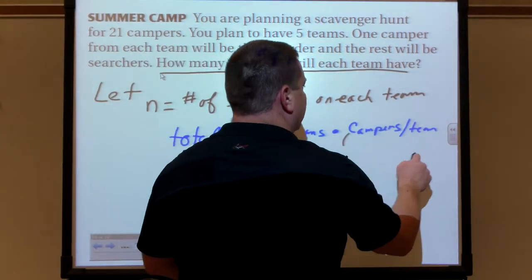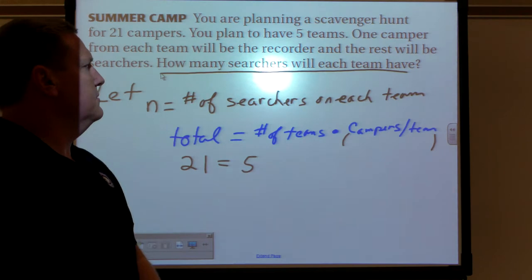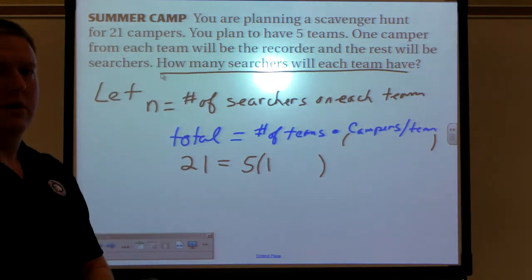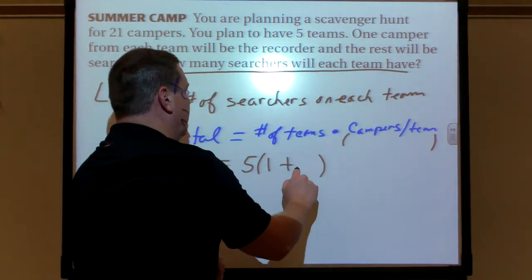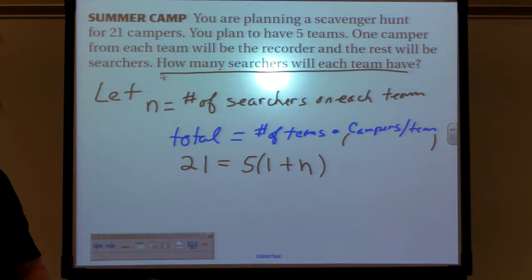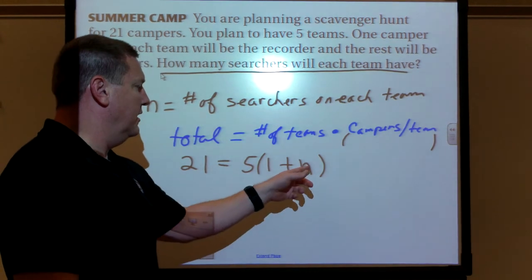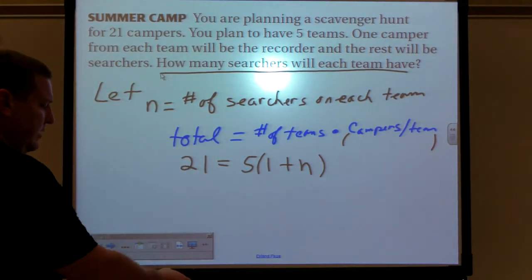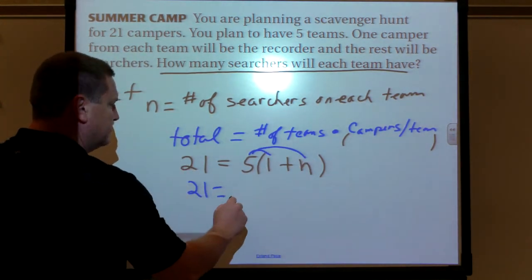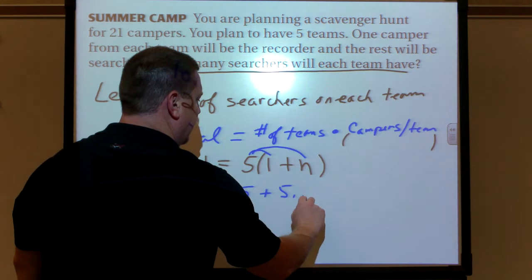So the campers per team is actually consisting of 2 things: a recorder, and the rest of them are searchers. So the number of campers per team is actually going to be represented by that 1 recorder plus however many searchers per team. So it's not just 5 times n, it's 5 times 1 plus n, because the number of people on the team is number of searchers plus 1. Okay, go ahead and solve that. 21 is going to equal, distribute, 5 times 1 is 5, plus 5 times n is 5n.